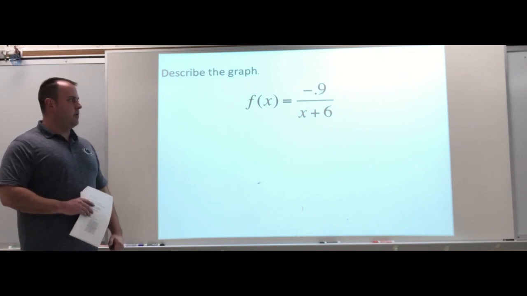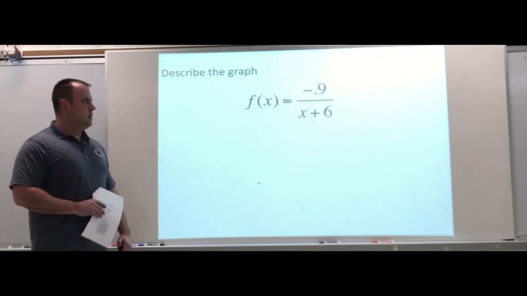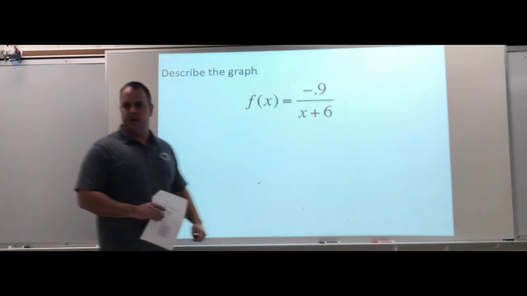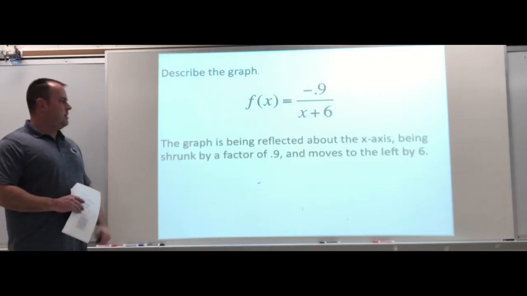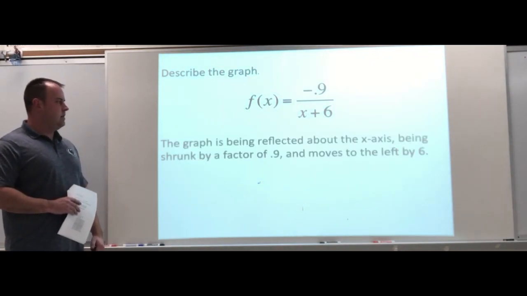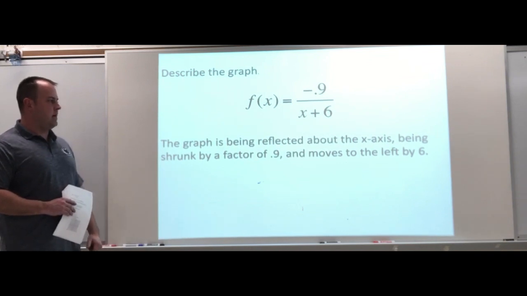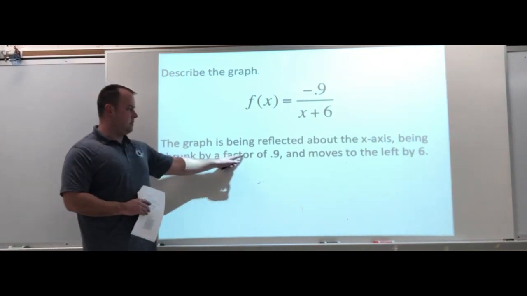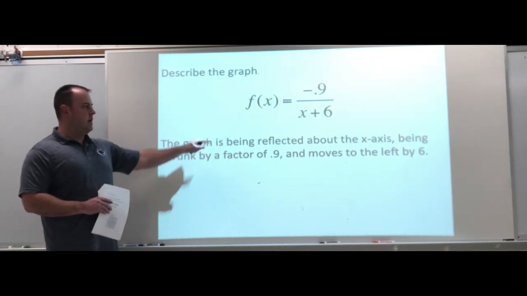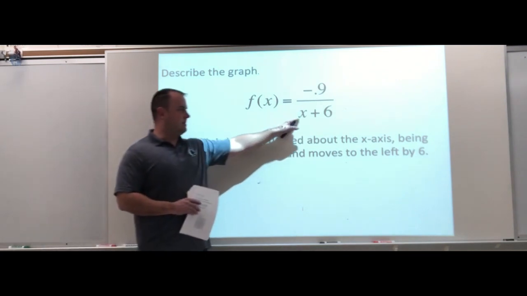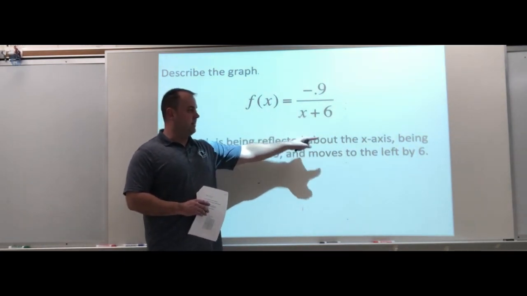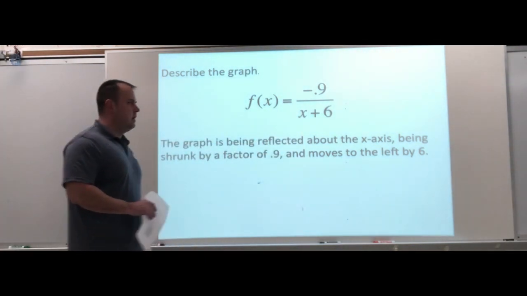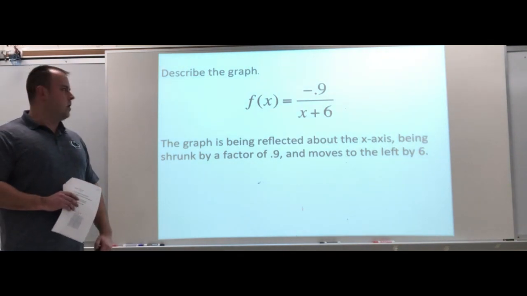F of x equals -0.9 over x plus 6. So this time we have our negative sign. This is 0.9, and it has x plus 6 here. The graph is being reflected by the x-axis, being shrunk by a factor of 0.9, and moves to the left by 6. Okay, so make sure you tell us the factor. It's less than 1, so it is being shrunk. It's being reflected on the x-axis, and since it's x plus 6, it's going to be moving to the left. Remember, x plus 6 is actually x minus -6. Okay, so that is going to be it for 9.2.